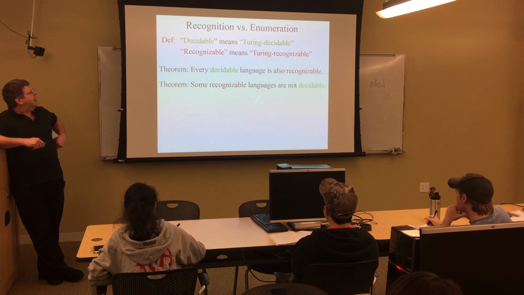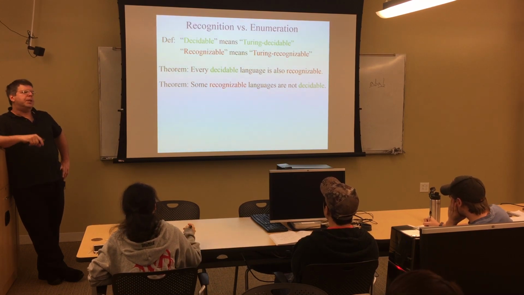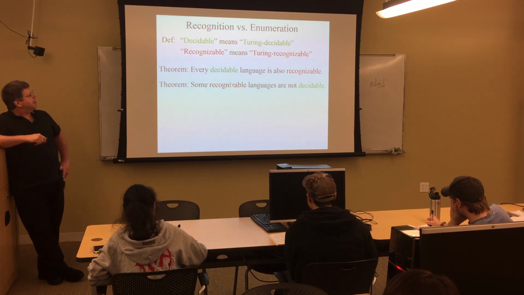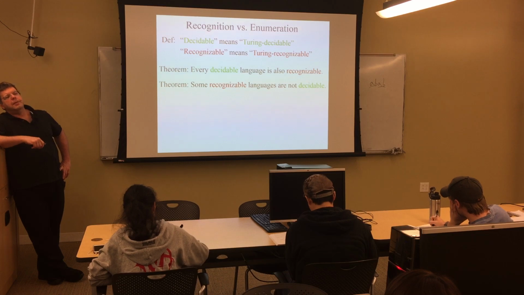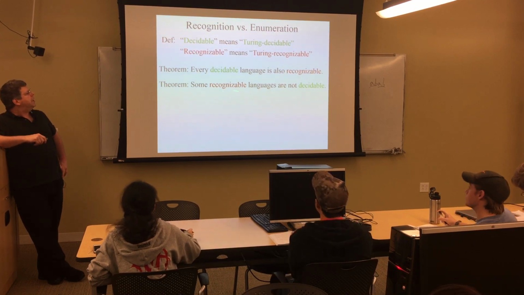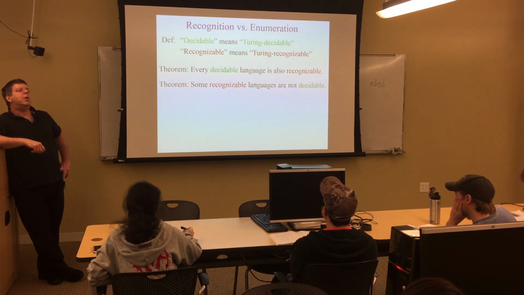But it turns out some languages are recognizable, but they're not decidable. It doesn't go the other way. These are two different definitions. Prove to me that this theorem is true: some recognizable languages are not decidable. How would you prove that? What proof technique will you use, by the way? Counterexample. So give me a counterexample. Give me a language that you can recognize but not decide, that doesn't always halt, and nail it.